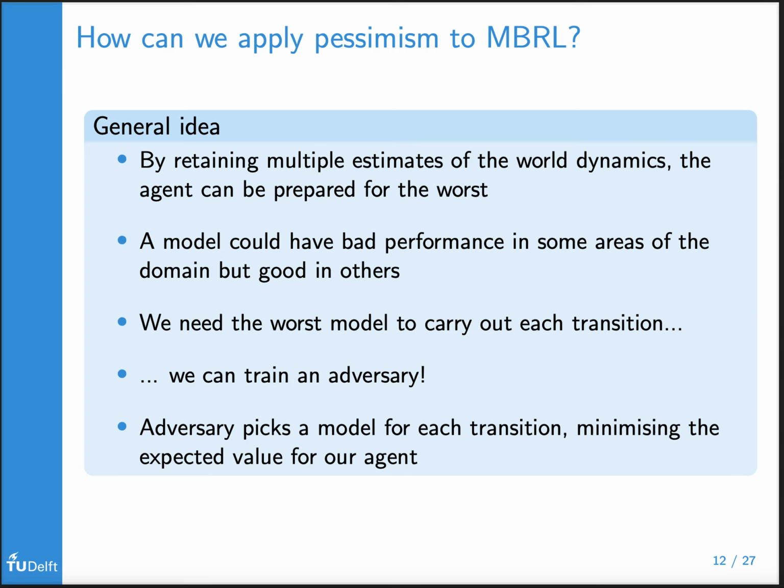How can we apply this pessimism to model-based methods then? Well, our general idea was to retain multiple estimates, so models, of the world dynamics so that the agent can be prepared for the worst. However, since a model could approximate very well some areas of the domain, we need in some way to choose the worst model to carry out each transition. And to do this, we can train an adversary, indeed, and the adversary can pick a model to carry out each transition in such a way that it minimizes the expected value for the agent.